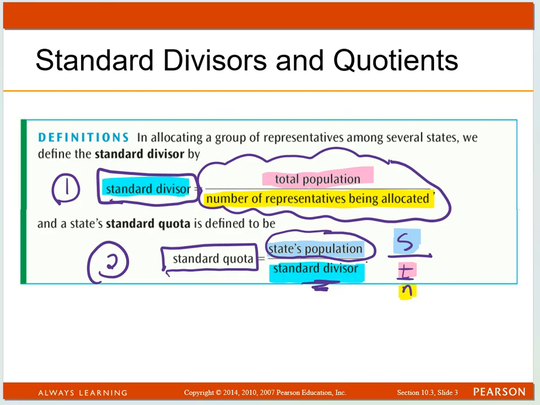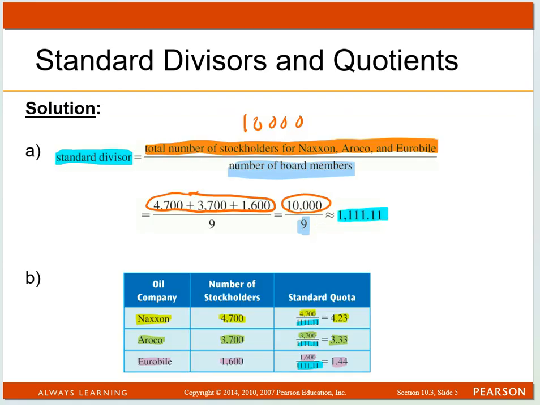My bad. Okay, so eventually when we start talking about Jefferson, Adams, and Webster, just to give you a heads up on that, Jefferson would look at that 4.23 and he would automatically give Naxon 5. Then he would look at Erico, which is 3.33, and give them 4. And Eurobile, 1.44, he'd give them 2. Now that adds up to 11, and that's a problem. We'll talk about that problem in a bit.